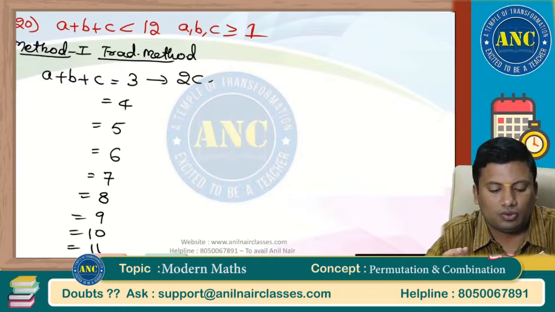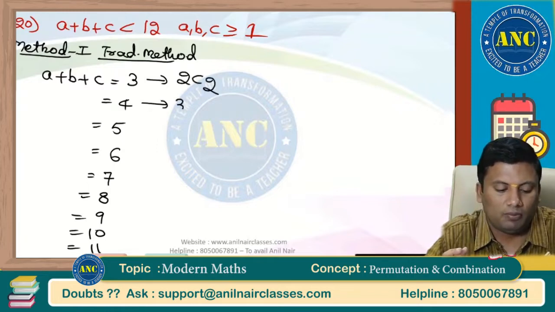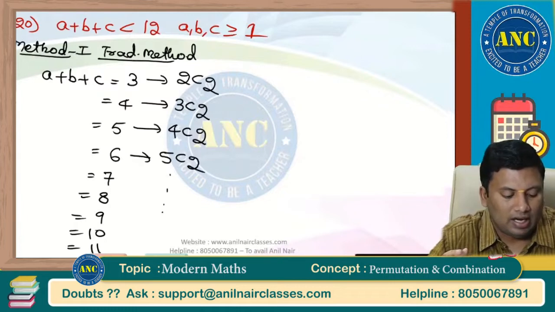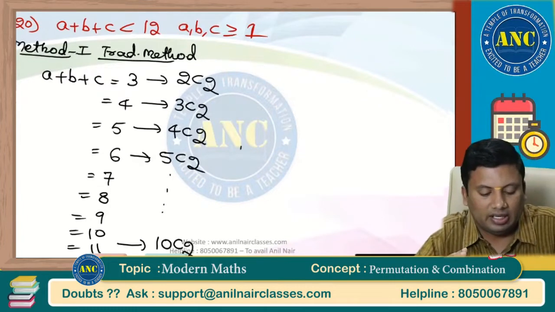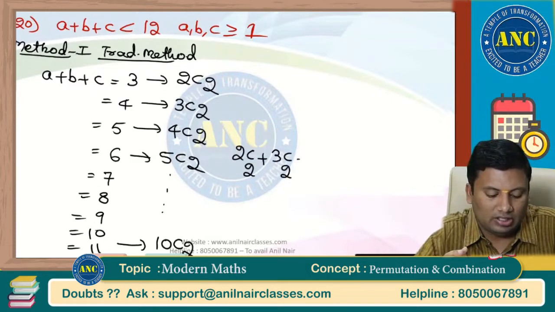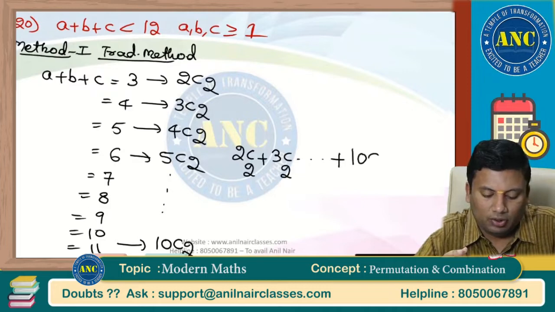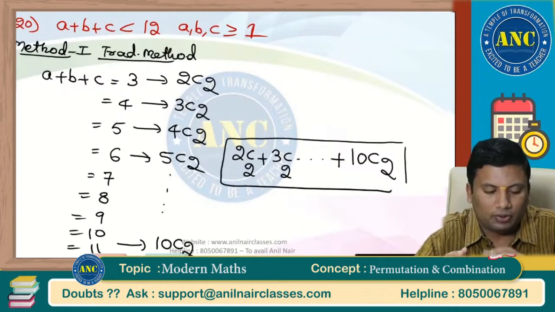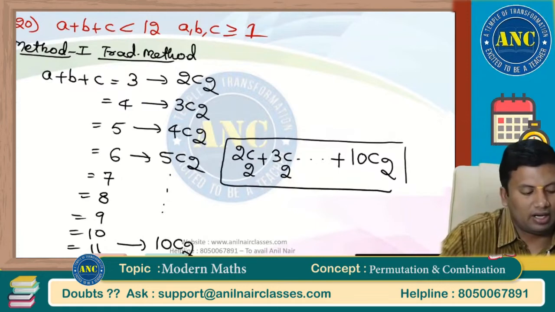3 means 2 gaps, 2C2. 4 means 3C2. 5 means 4C2. 6 is 5C2, and so on up to 11, which is nothing but 10C2. So the answer is nothing but 2C2 plus 3C2 and so on up to 10C2. This many calculations are required.